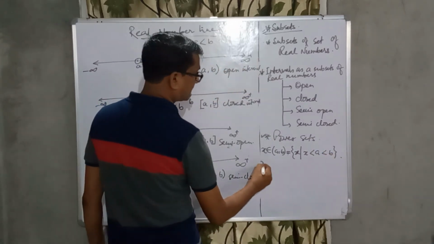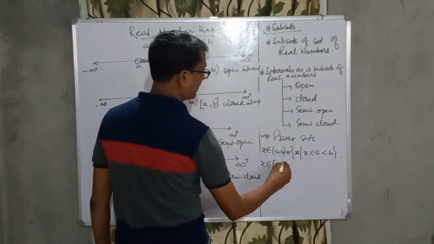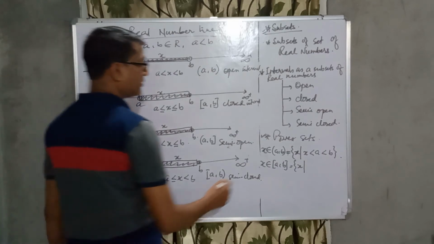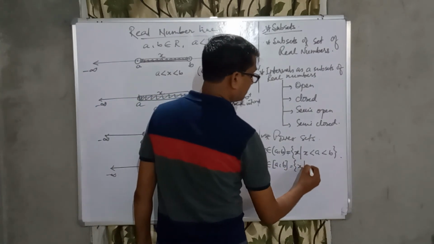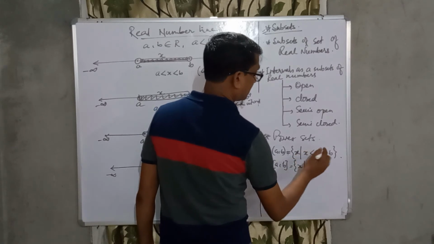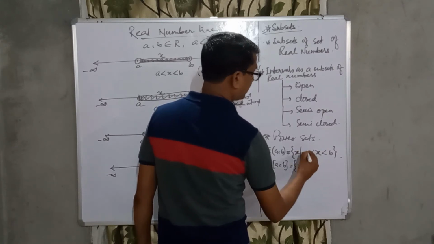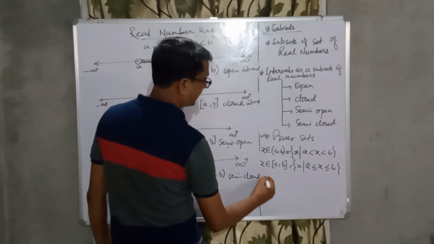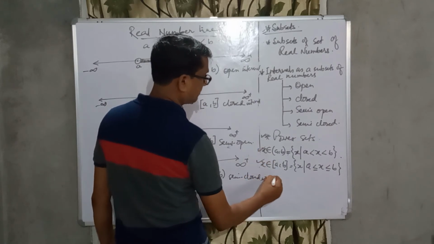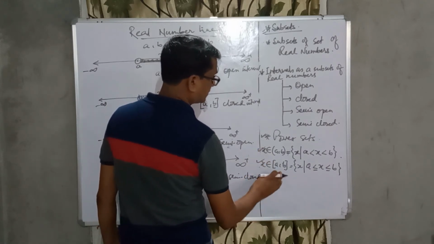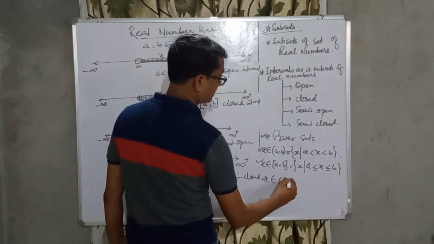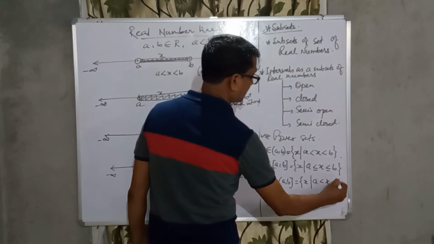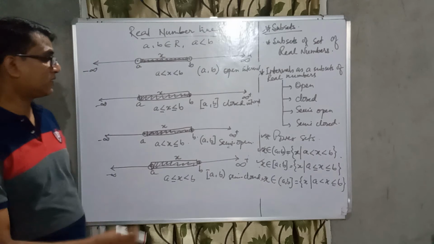If I say x belongs to the closed interval [a, b], then what do you write? x such that the value of x lies between a and b, including both a and b. So a ≤ x ≤ b. The third one is x belongs to the semi-open interval, then x such that a < x ≤ b.